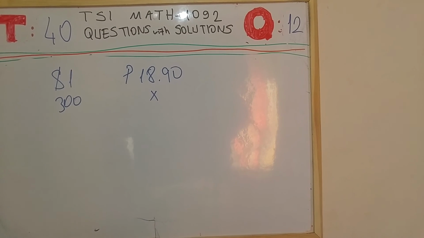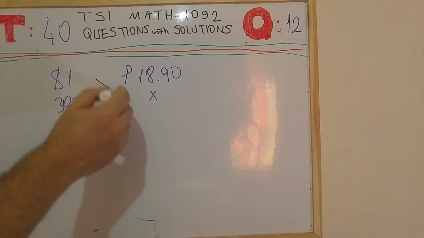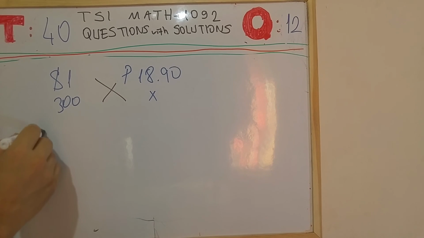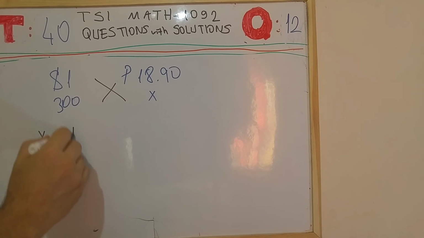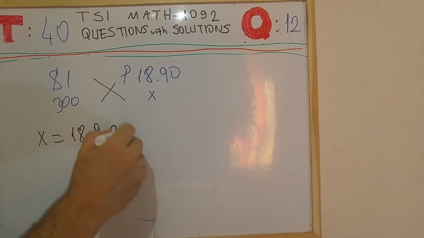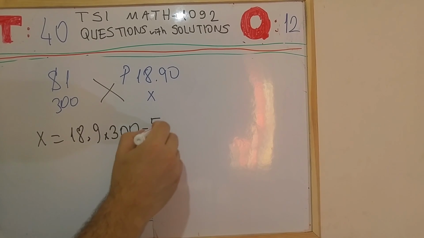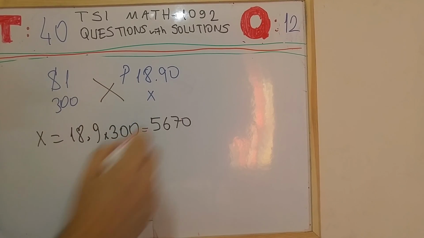$1 makes 18.9 pesos, so how much would $300 make? Let's calculate it. So x times 1 is equal to 18.9 times 300, and this is equal to 5670.